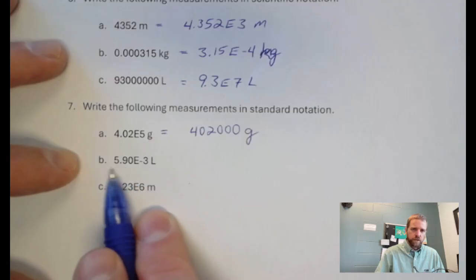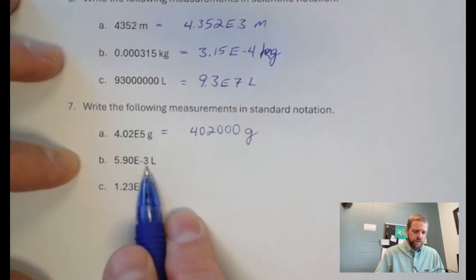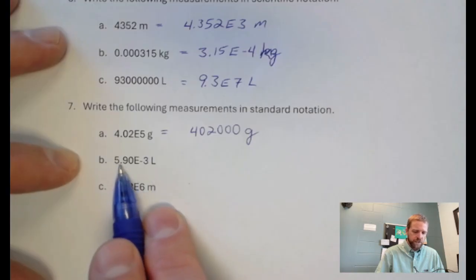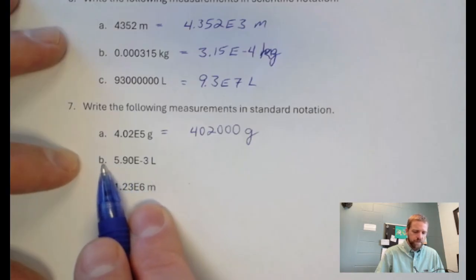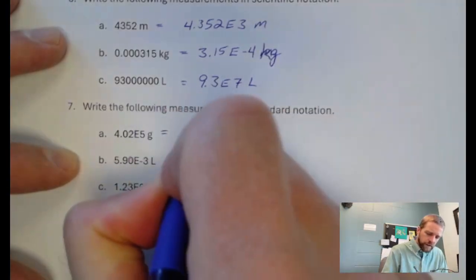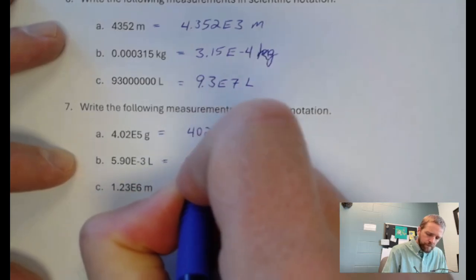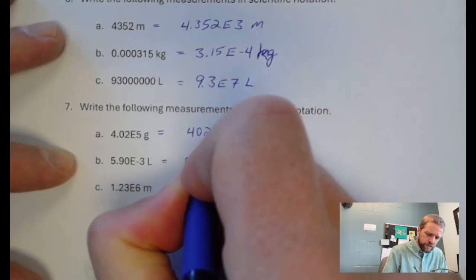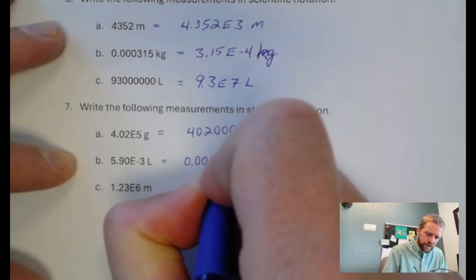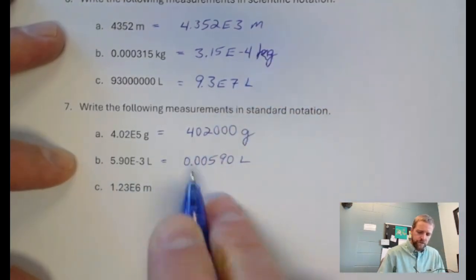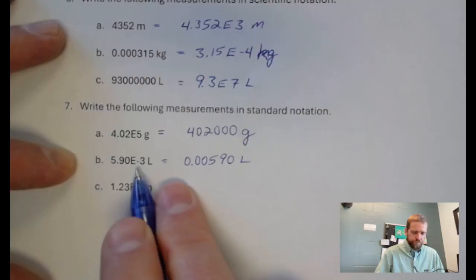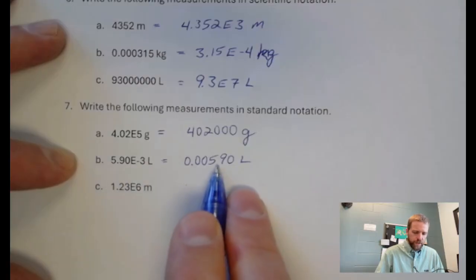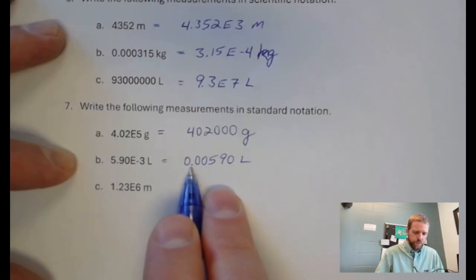All right, this one here, 5.90 times 10 to the -3. I want to move the decimal 3 spaces to the left. So I'm going to start with 0.00590 liters. Notice that I started with the decimal here. I had to move it 1, 2, 3 spaces to the left, which is where it is.